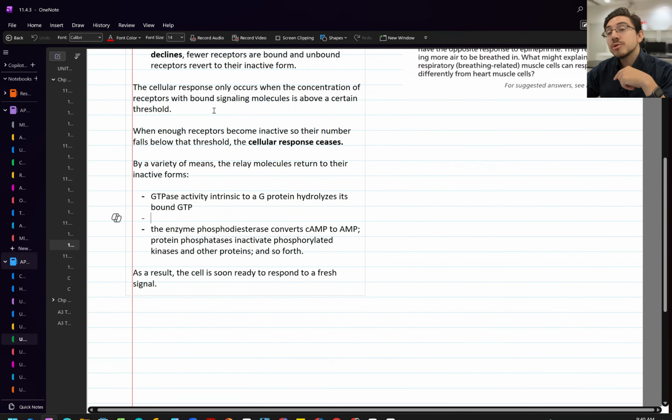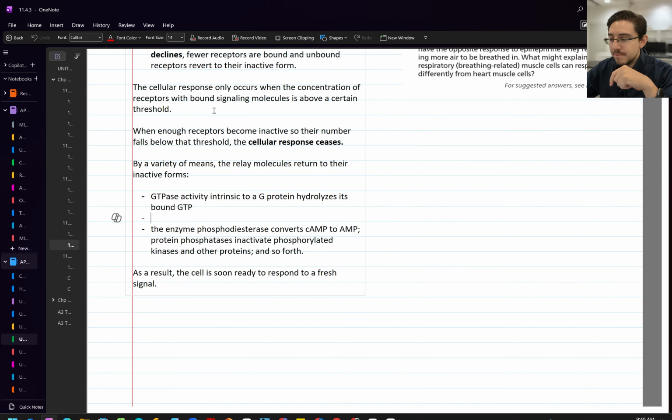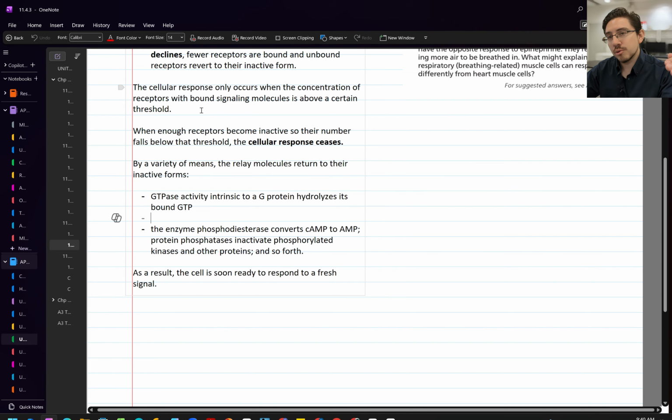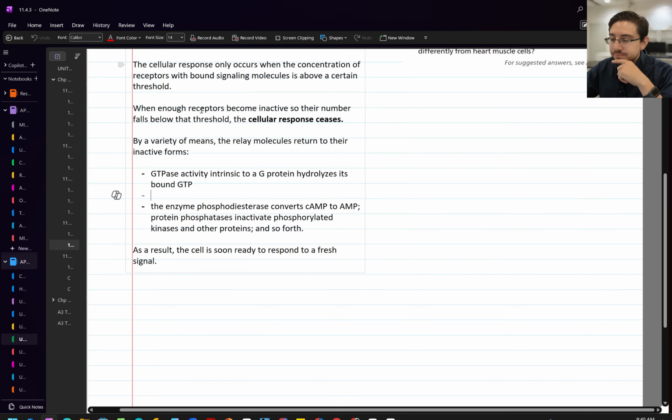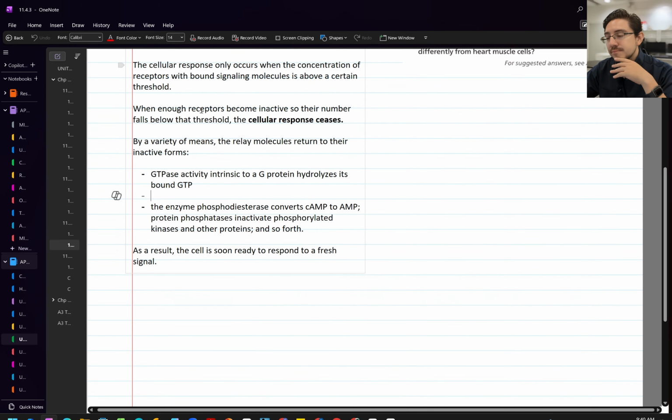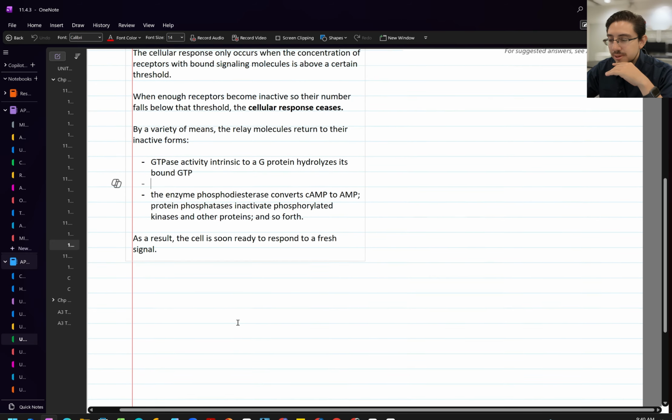Usually, in order to elicit a signal transduction pathway, you need to reach a certain threshold concentration of active receptors. When you don't have that threshold, then ultimately that cellular response will go down.